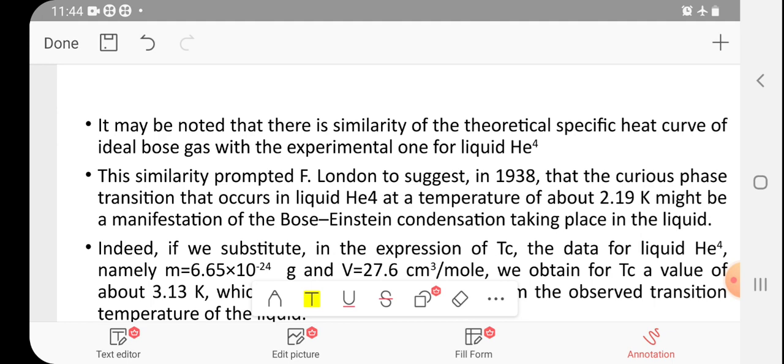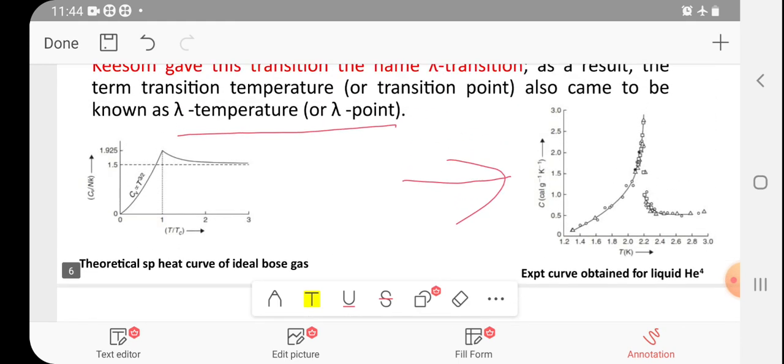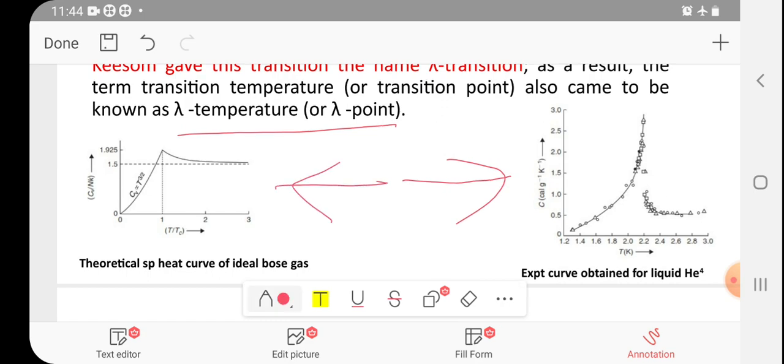It may be noted that there is a similarity between the theoretical specific heat curve of the ideal Bose gas and the experimental one for liquid helium. Now you see the figure on the left hand side; this figure is the variation of the specific heat for the ideal Bose gas. If you compare the figures on the right hand side and the left hand side, there is some similarity between these curves.